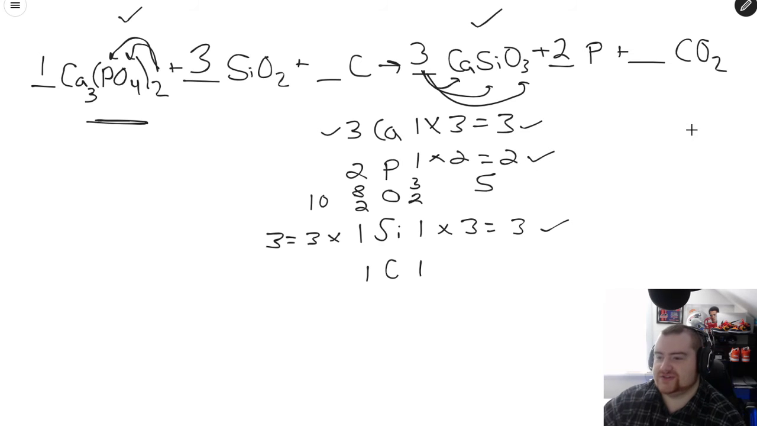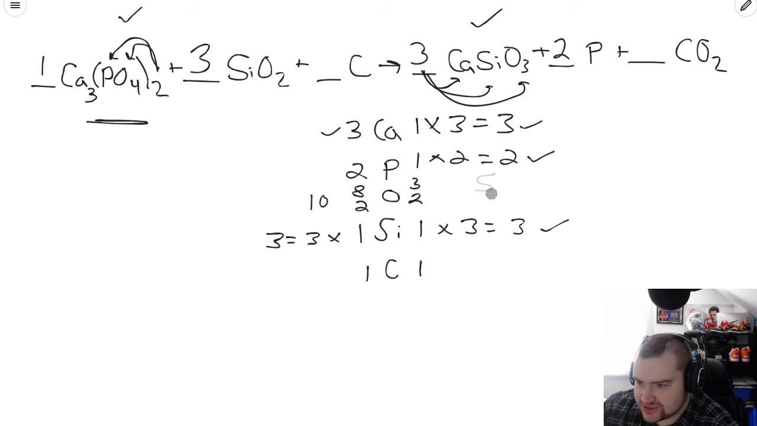So we have 2 phosphorus. So, really quickly, we've already narrowed this down to 2 slots left. That's it. So by assigning the 1 to our largest compound, we were able to make this hard-looking problem pretty easy. And now we're just left with balancing the oxygen.